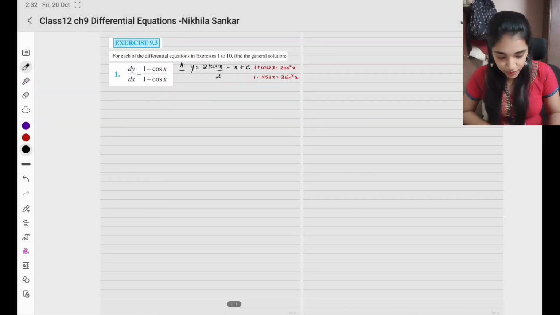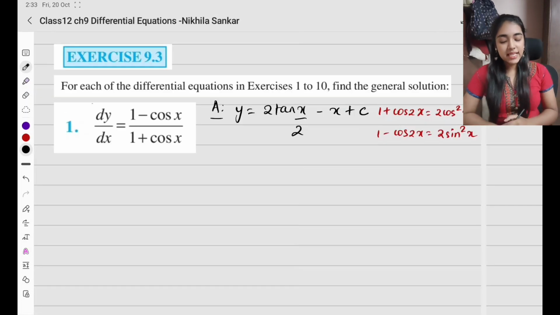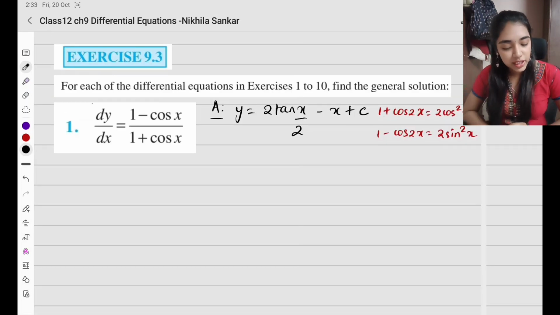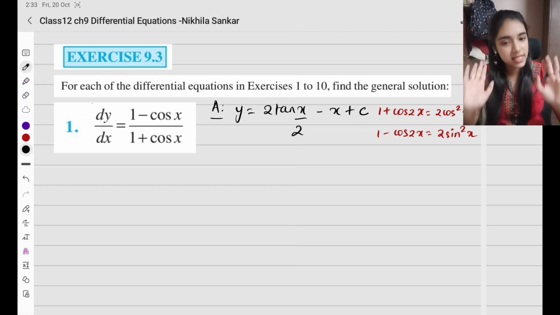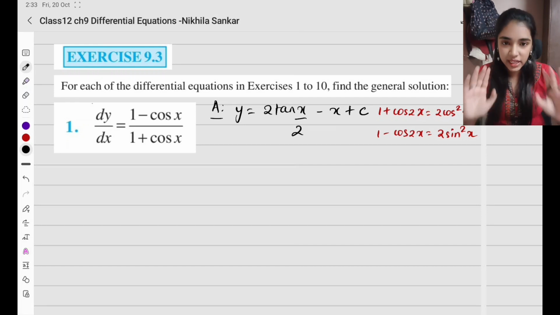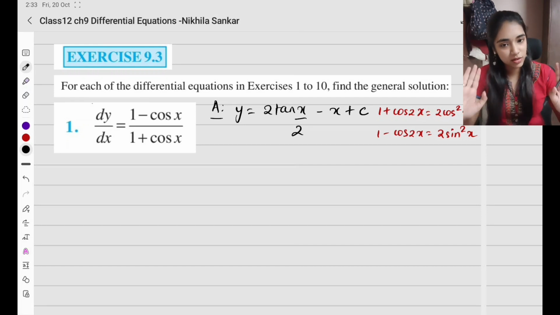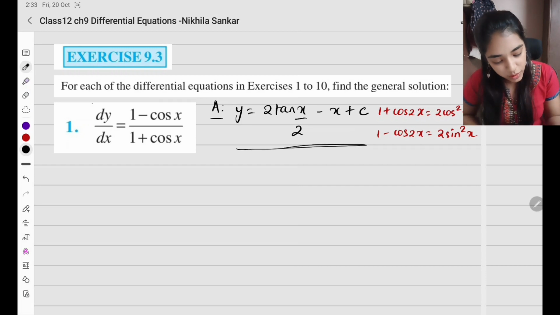Let's move on to the exercise questions. Exercise 9.3. For each of the differential equations, find the general solution. அப்படினா என்ன அர்த்தம்? Particular solution கேட்கல, C ஓட value கேட்கல, initial conditions எதுவுமே கொடுக்கல. General solution should be in terms of C integration constant இருக்கணும், Y இருக்கணும், X இருக்கணும். This is your general solution. Okay? I have written down the answer here.